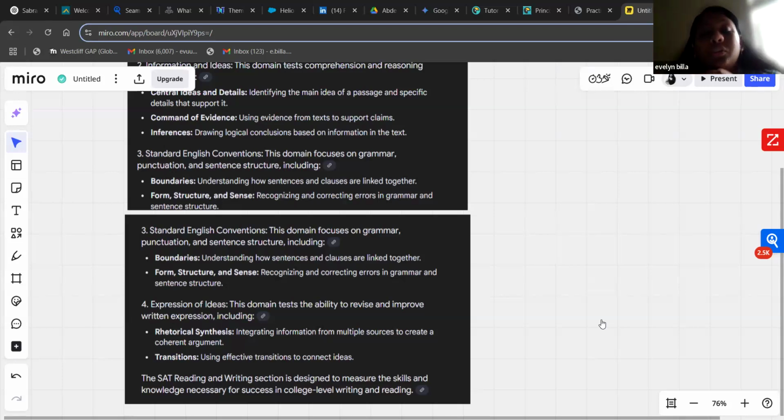Good. So as the fourth point says, it's expression of ideas. So what is the author trying to express and how is he trying to connect and transition ideas? In this also come paired passages.